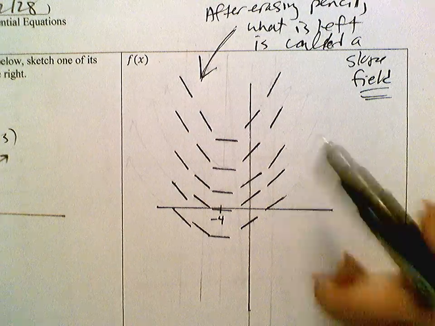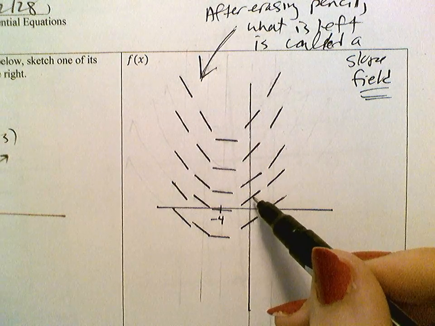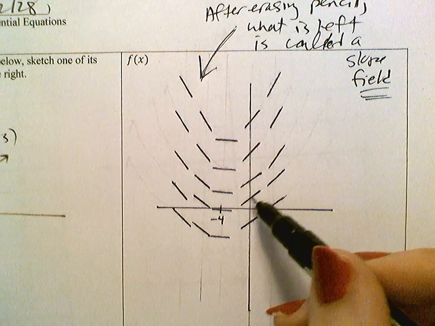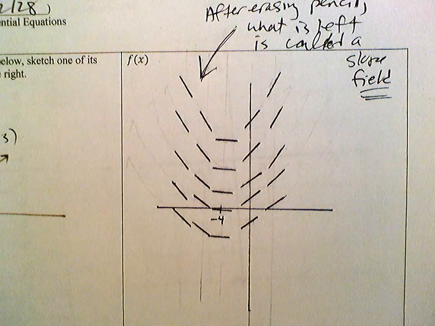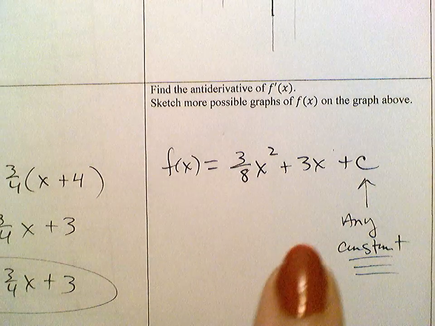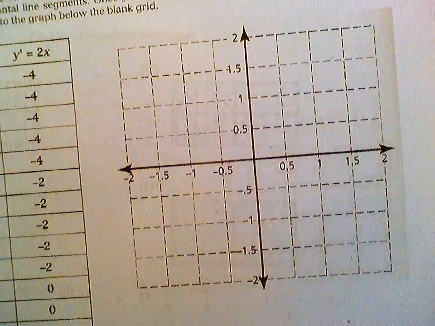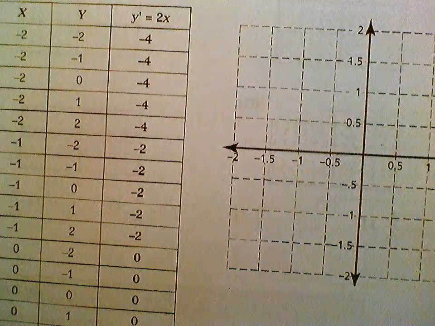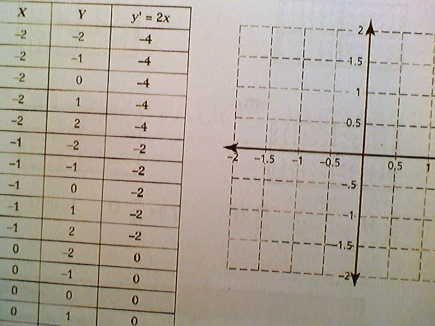You pick a point, like I pick the point 0, 1, for example, and this little line segment gives me the slope of the antiderivative at that point. Okay, I should probably talk less, it'd be less confusing that way. All right, now let's sketch a slope field.